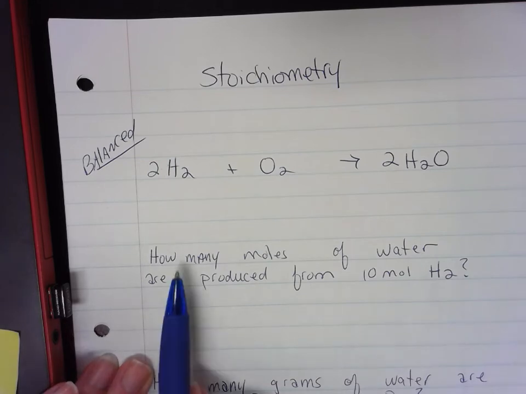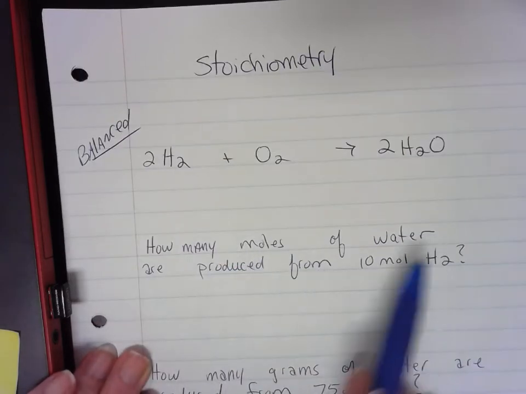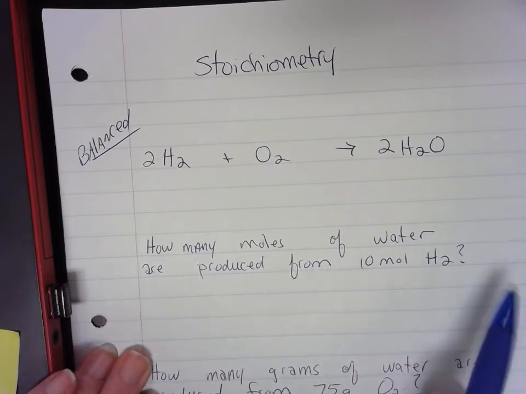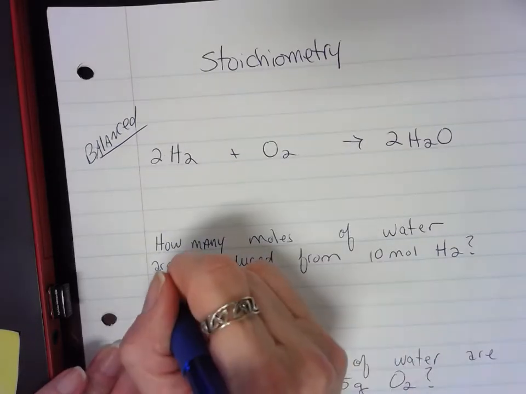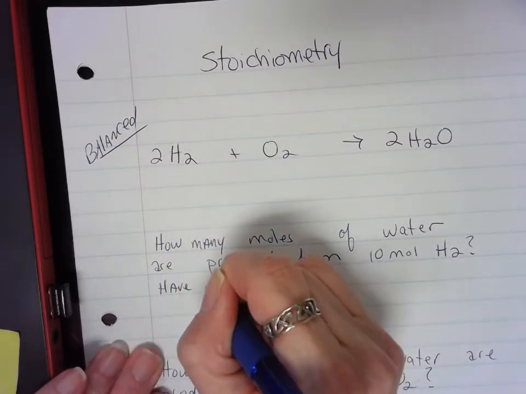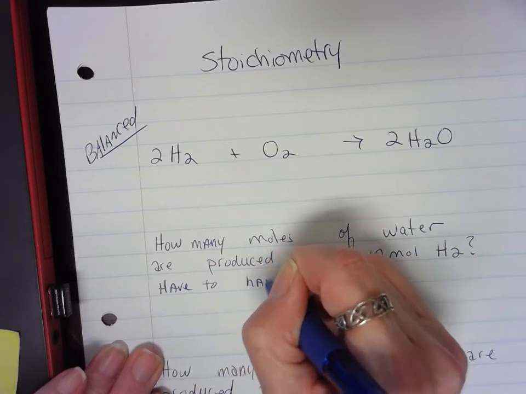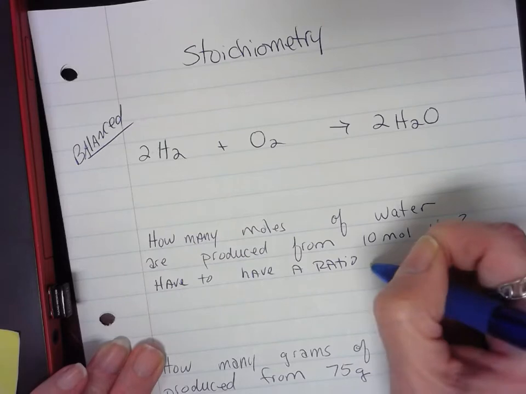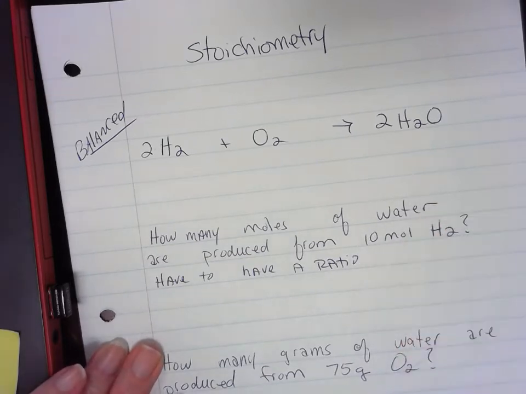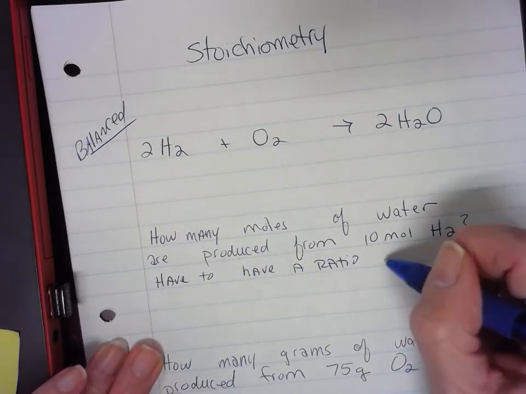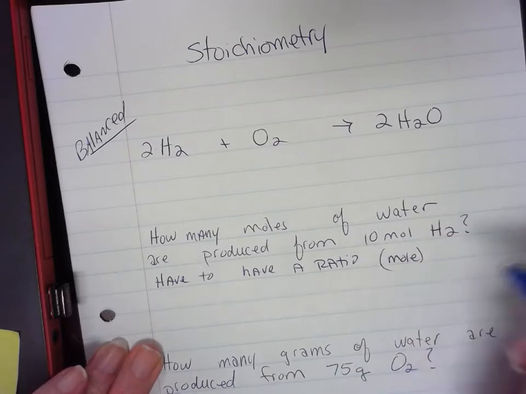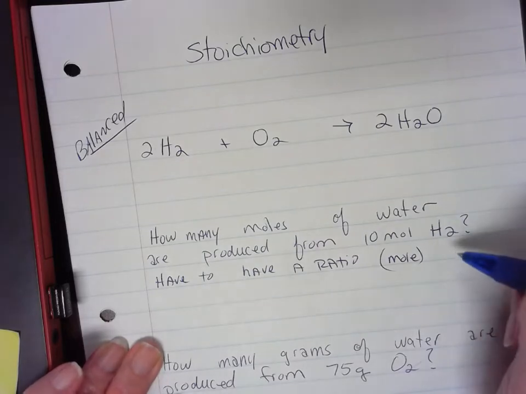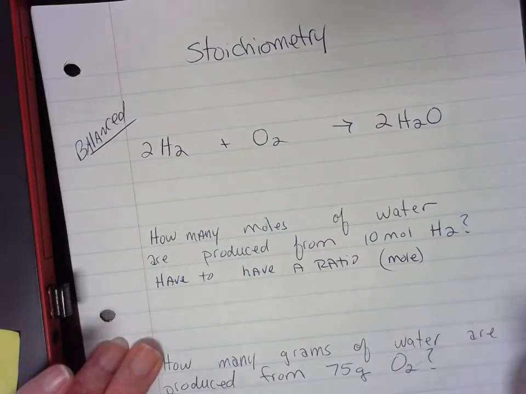How many moles of water are produced from 10 moles of hydrogen gas? Okay, so remember, you have to have a ratio. And remember, your ratio, of course, has to be a mole ratio. Okay, and we have moles here, so that's good. We don't have to do any conversions at this point because we're given moles.